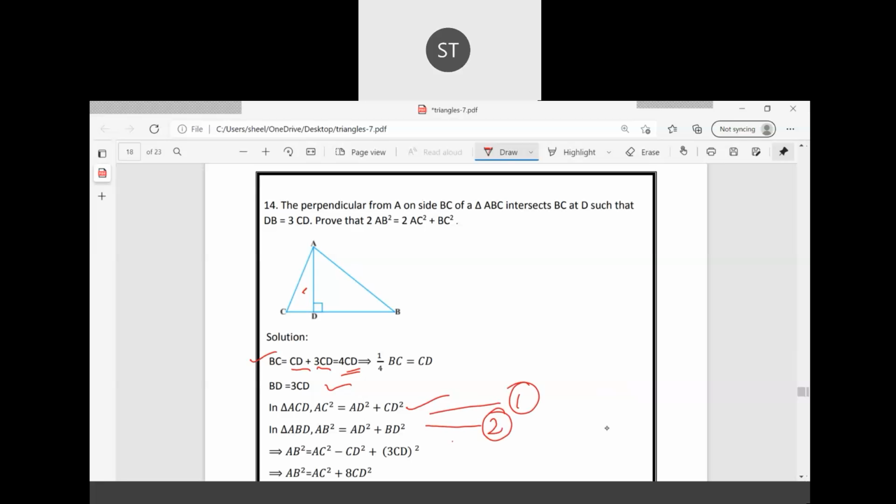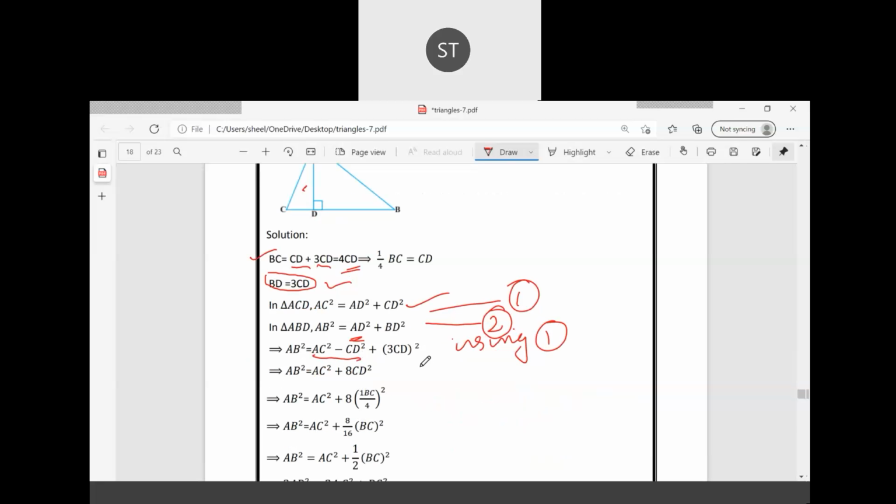Using 1, what did I change? AD square is AC square minus CD square. Now BD we have used from here, that is 3CD. So BD square means 3CD whole square. Now 1 CD square is there, here 3CD square means it is 9. 9 minus 1, that is 8. So that is why here we got 8 CD square.